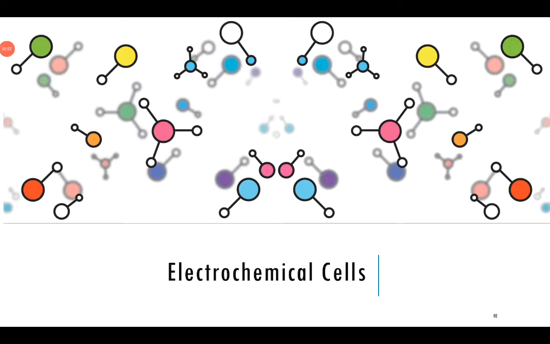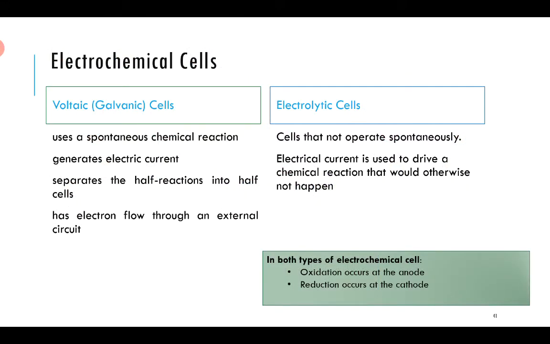In this video, we will talk about electrochemical cells. There are two main types of electrochemical cells. There are voltaic cells, which are also known as galvanic cells, and there are electrolytic cells. The main difference between these two different electrochemical cells is the spontaneity. Galvanic cells are spontaneous, whereas electrolytic cells are not spontaneous.